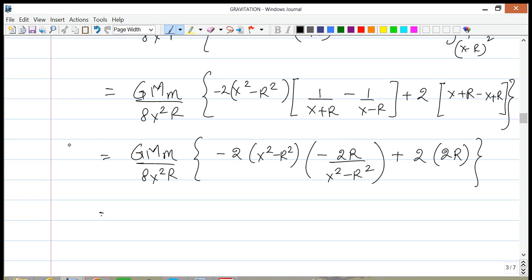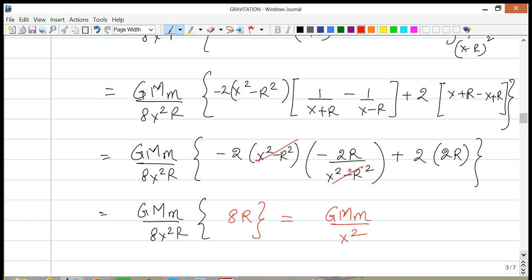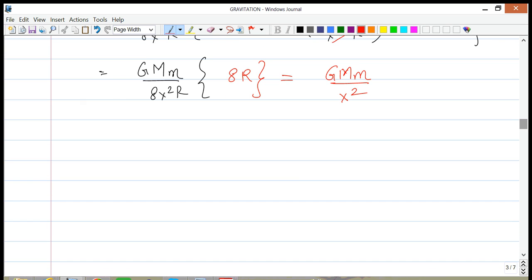Now if you look at this expression, GMm over 8 x squared r, the x squared minus r squared cancels out. You have plus 4r here and plus 4r here, so this ends up giving you 8 times r, and so the entire expression ends up becoming GMm over x squared. So this is very useful. What we've said is that the force due to a shell on an object outside it is simply equal to GMm over x squared.